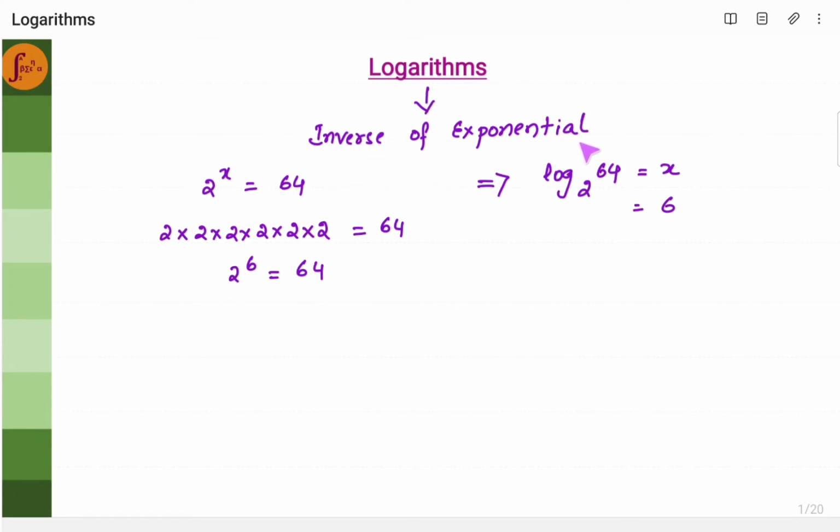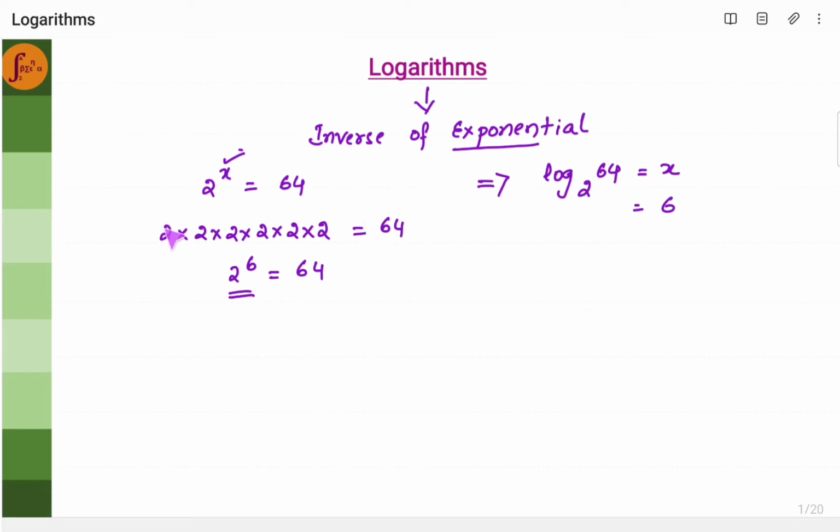Inverse of exponential. So, what is exponential? Exponent is nothing but a power. Suppose you have 2 to the power x. This x is called the exponent. Say, for example, we take 2 to the power 6 is 64. What does this mean? This means that 2 multiplied 6 times is 64. If I multiply 2 6 times, it becomes 64.